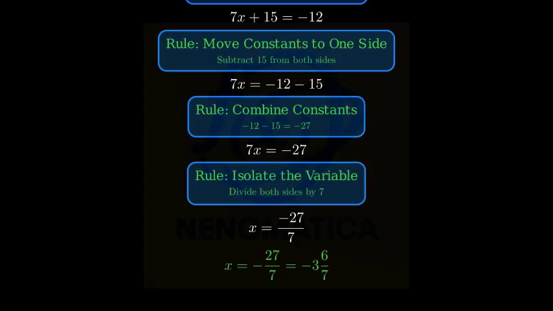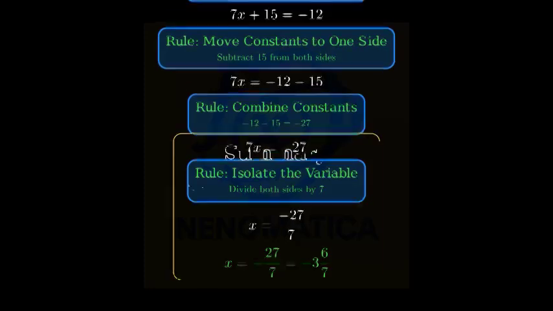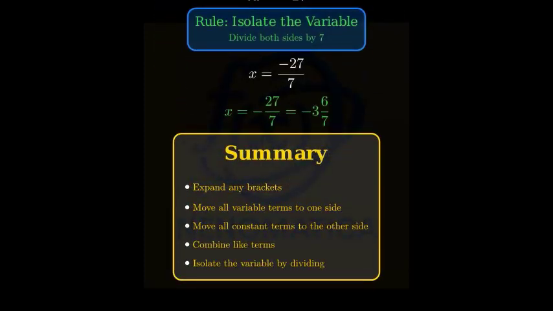Let's summarize the key steps for solving linear equations. First, expand any brackets in the equation. Second, move all terms with variables to one side of the equation. Third, move all constant terms to the other side of the equation. Fourth, combine like terms on each side. Finally, isolate the variable by dividing both sides by the coefficient of the variable. Following these steps systematically will help you solve any linear equation.